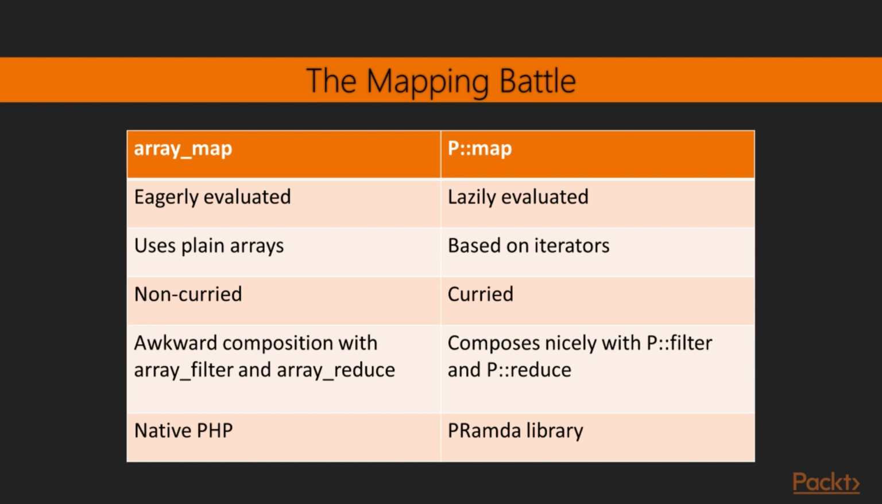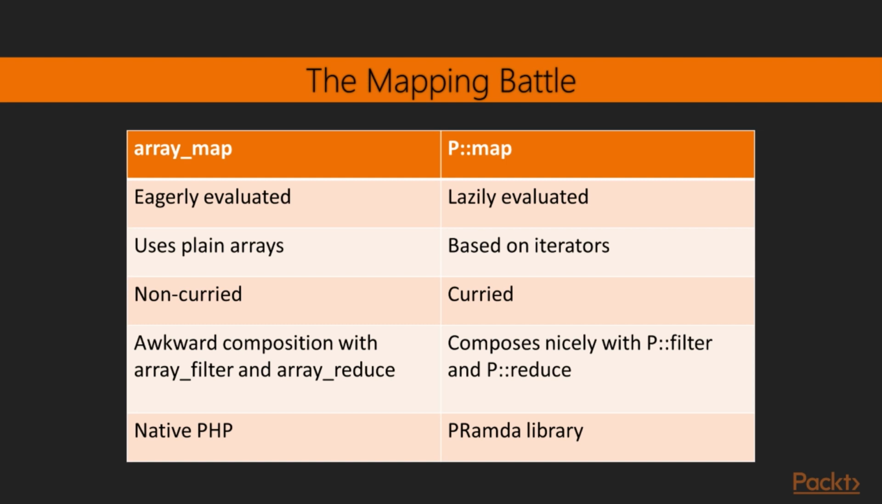So you saw a simple example of using pRamda, but to better understand it, let's compare pRamda's map with PHP's array_map and see where both agree or differ. array_map is eagerly evaluated just as any other function in PHP, versus pmap is lazily evaluated following Ramda's functional paradigm. array_map uses plain arrays, so in other words, you can only really use it for arrays. Anything else, if there's an object that exposes an iterator, you're out of luck there. But pmap can take advantage of iterators. So if you have any object that implements iterators, you can use pmap to map functions over that object.